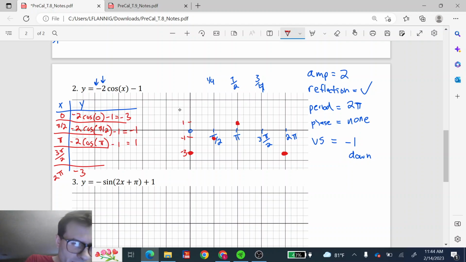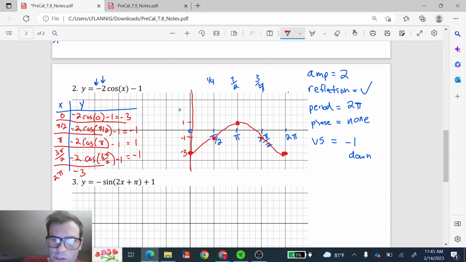And then let's see. It's probably going to go down. So now we have -2 cosine of 3 pi over 2 minus 1. We know cosine of 3 pi over 2 is 0. So 0 times -2 is 0. So it's -1. So we can see this goes like that. This is what we consider one period.